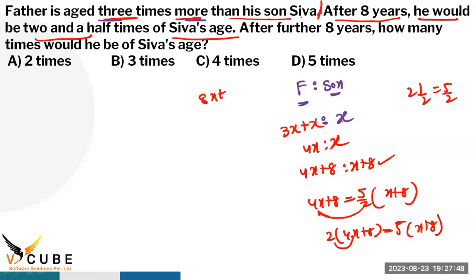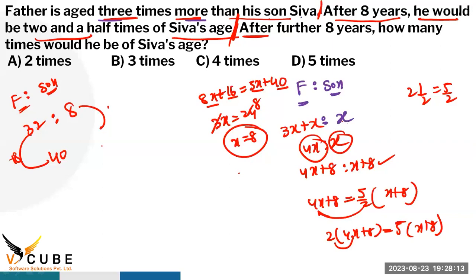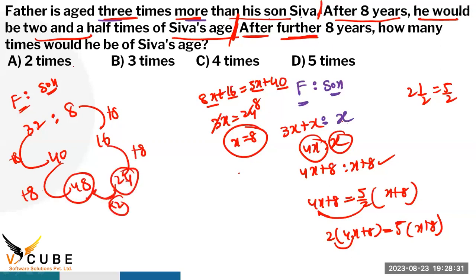So son's value is how much? X, which means 8 years. Father is 4x, that is 4 into 8, which is 32. After 8 years, we add 8: 32 plus 8 is 40, and 8 plus 8 is 16. Further 8 years: 40 plus 8 is 48, and 16 plus 8 is 24. Now son's age is 24 years and father's age is 48 years. How many times? 2 times, since 24 into 2 is 48. That's why 2 times, right?